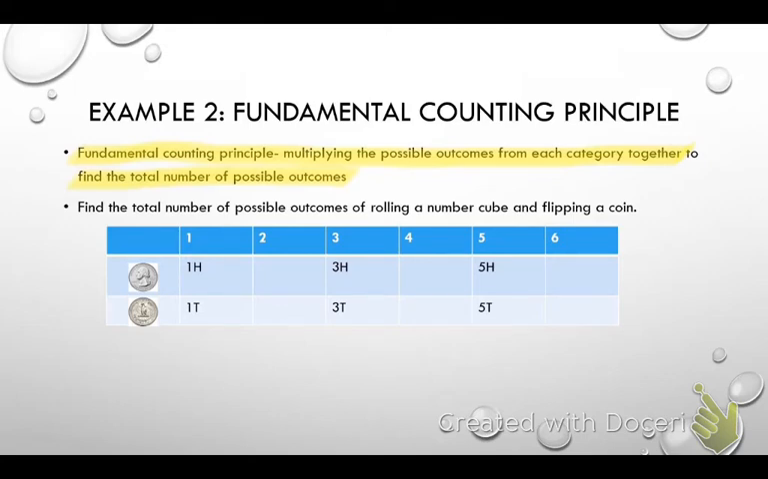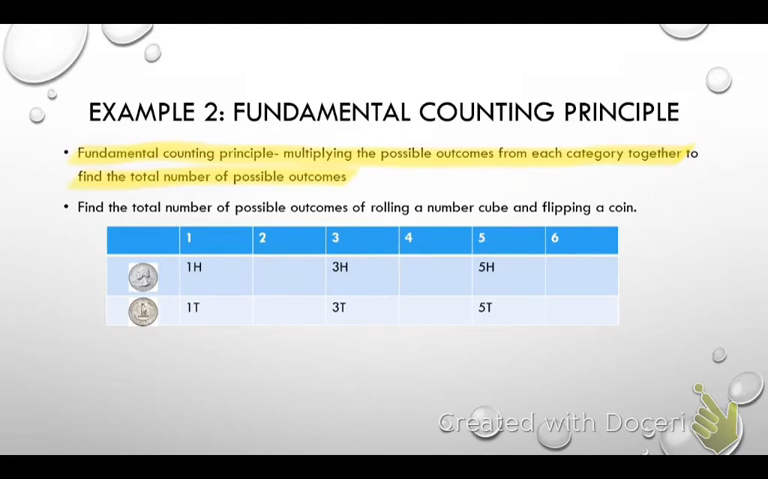There's actually an easier way, especially if I have multiple categories and I want to avoid a tree diagram that is bigger than my sheet of paper, okay? There's another way that I can calculate the total number of outcomes, and that is the fundamental counting principle. It says that you can multiply the possible outcomes from each category together to find the total number of possible outcomes. So now I want you to draw the table that you see here on this page, and then we're going to look at the fundamental counting principle and how we can use it.